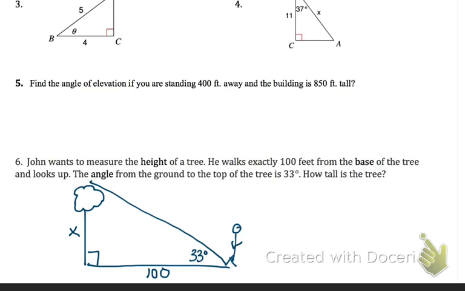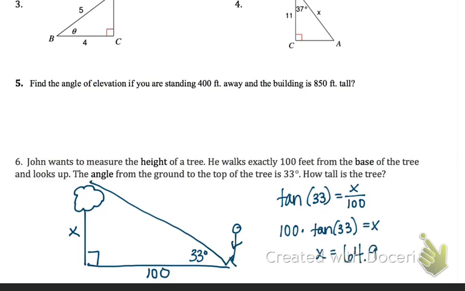We want to find our opposite. We know our adjacent, so we're going to use tangent. We have tangent of 33 equals our opposite over adjacent. Multiply over the 100 to get x alone. And we get 64.9 feet. Again, I just rounded to one decimal place. Make sure that you include your units of feet on here.